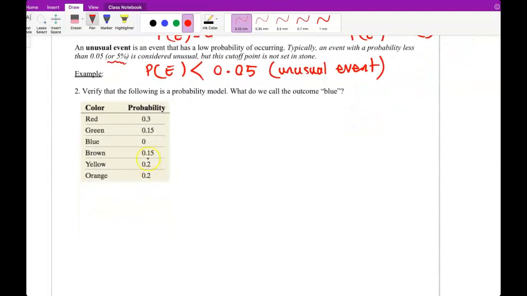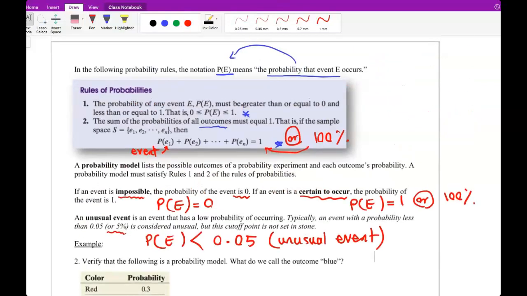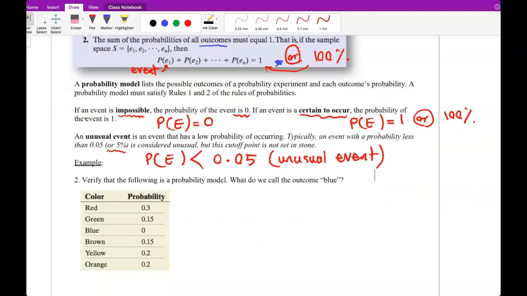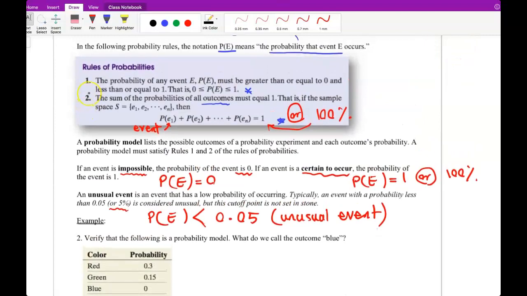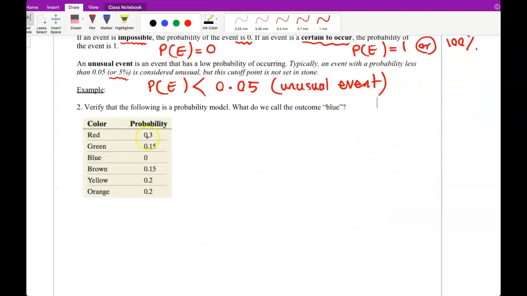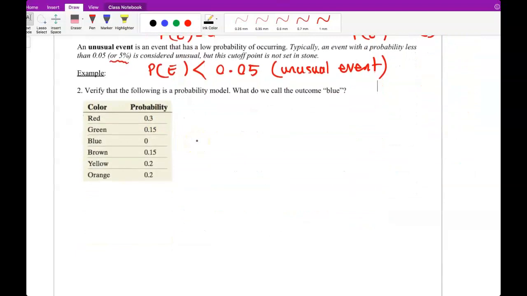Now, example: verify that the following is a probability model. That means we should have these two rules. I should have the first and second rule together. If I don't have one of these, for example, if I had rule 1 but not rule 2, or vice versa, that means that we don't have a probability model.